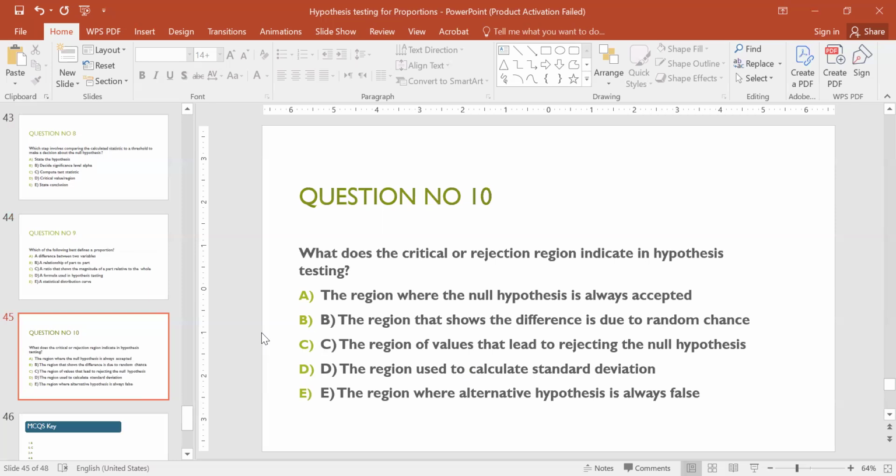Question number 10. What does the critical or rejection region indicate in hypothesis testing? Option A, the region where the null hypothesis is always accepted. Option B, the region that shows the difference is due to random chance. Option C, the region of values that lead to rejecting the null hypothesis. Option D, the region used to calculate standard deviation. Option E, the region where alternative hypothesis is always false. Yes, C is the right answer. If the value falls in the critical region, we will reject the null hypothesis.